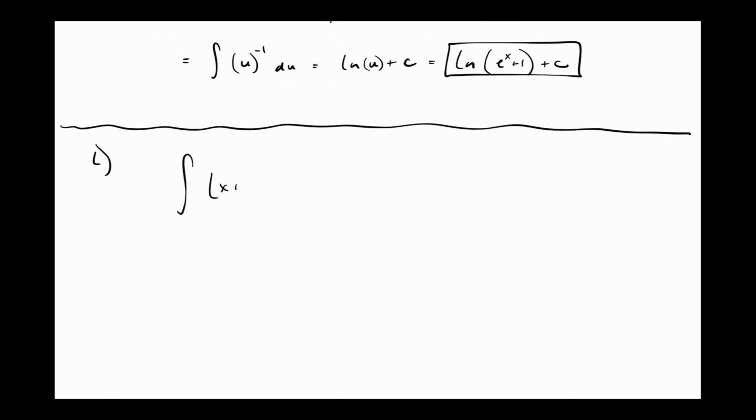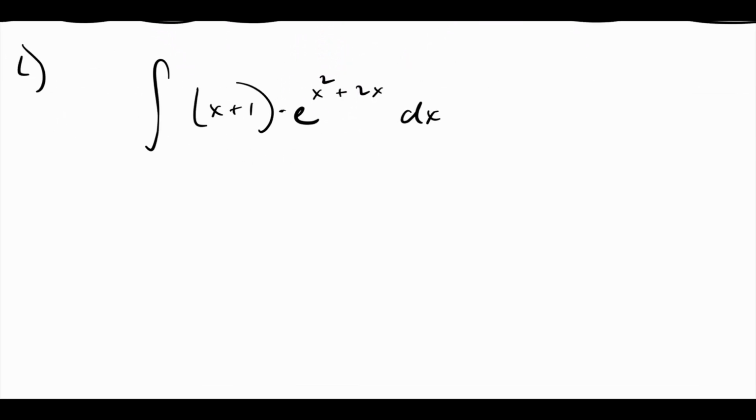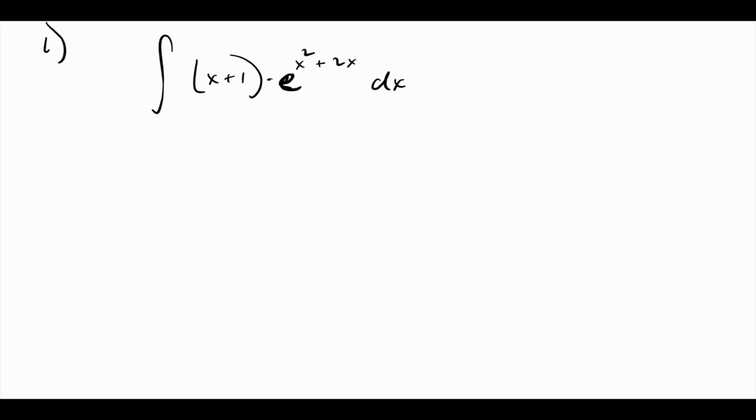x plus 1 times e to the x squared plus 2x dx. So another e problem. Like I told you guys on the last problem, if e has a power other than x, almost guaranteed that's where you're going to start.